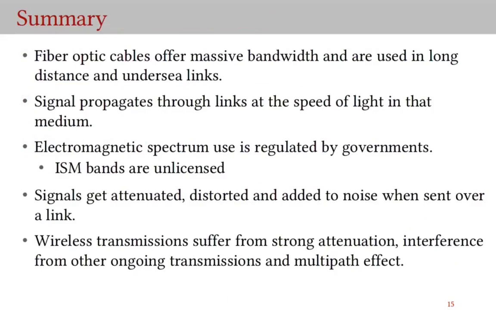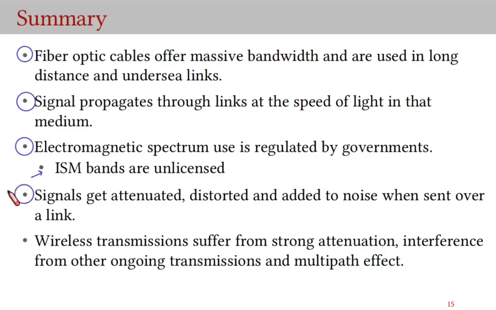These are some of the main points of this video. Fiber optic cables offer massive bandwidth, and they have very long range, and they are used in long distance links and undersea cables that carry internet traffic. Signal propagates through links at the speed of light in that medium. Electromagnetic spectrum usage is regulated by governments, although there is a set of bands called ISM bands that are unlicensed, and anybody can use them without getting license.